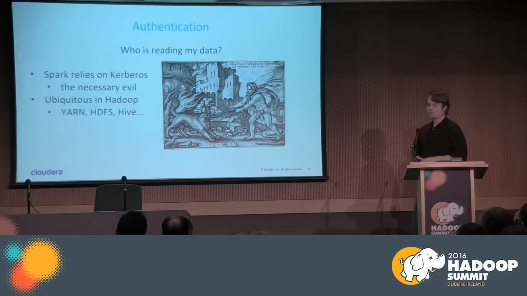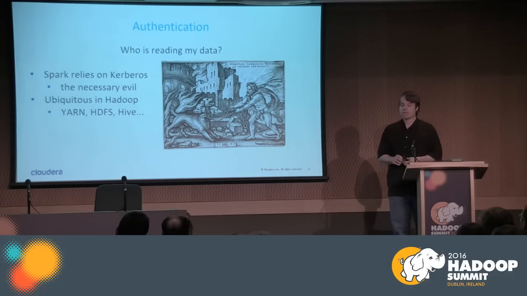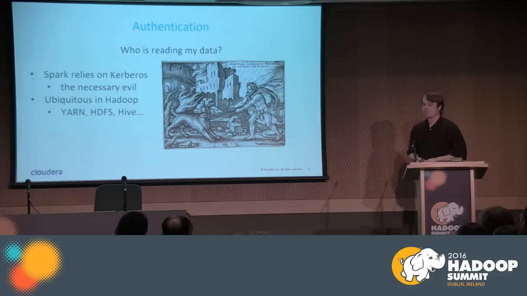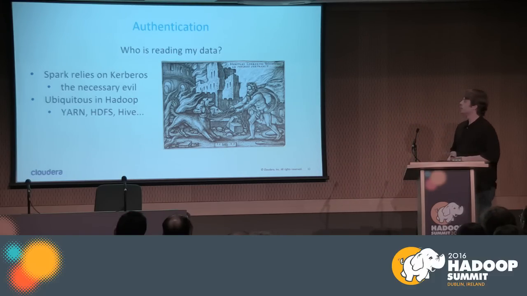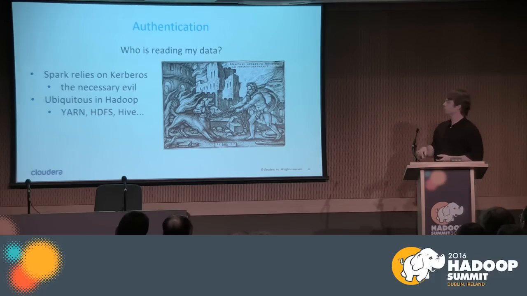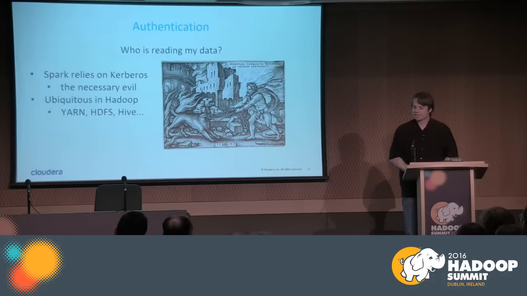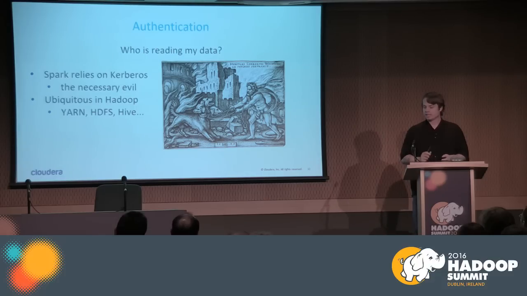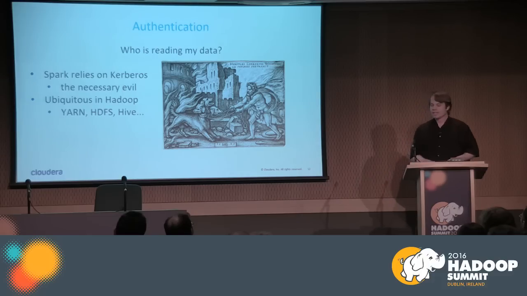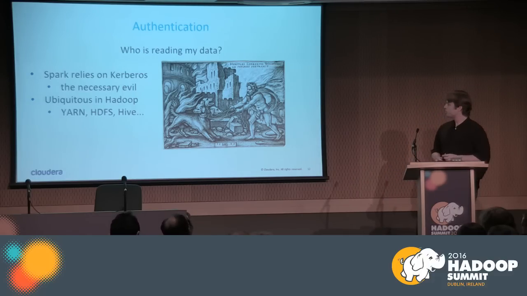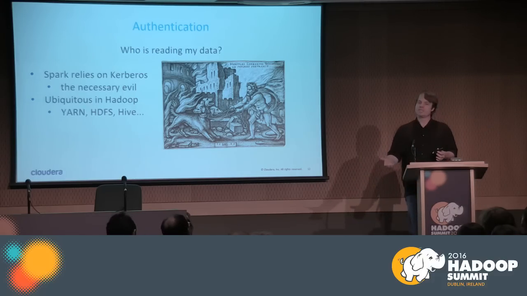So let's talk a little bit about why you need authentication and what is complicated about authentication in a distributed system. Basically, Spark, like the rest of Hadoop, relies on Kerberos. And if you're not familiar with Greek mythology, Kerberos is that cute three-headed puppy there. In Greek mythology, it's the guardian of the gates of the underworld. And I'm sure that the people who created Kerberos wanted that to be the analogy.